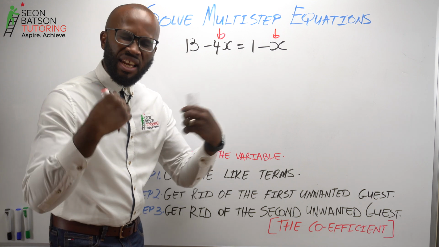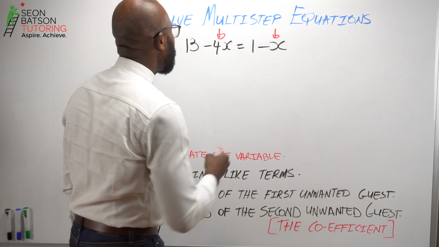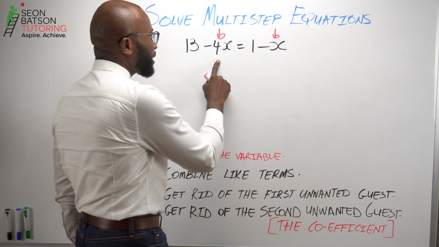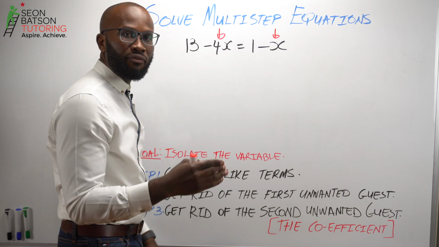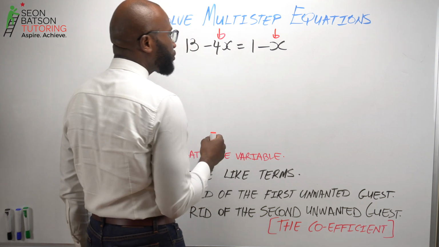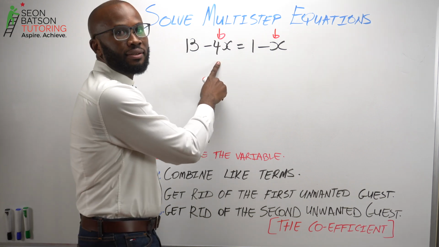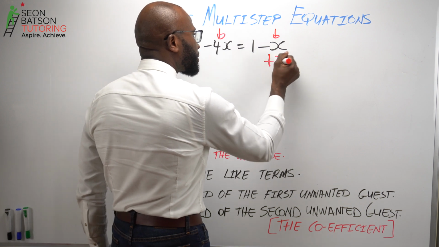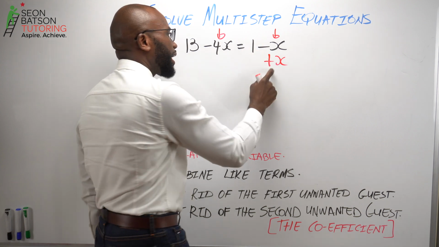However, I love to combine the terms that have variables first. So let's combine negative 4x and negative x. Now again, since negative 4x and negative x are on opposite sides of the equation, I will have to use the opposite operation to combine them. So I'm going to move this negative x and bring it all the way to the left side. Yes? If I want to move this negative x, I will add x, because the opposite operation of subtraction is addition.